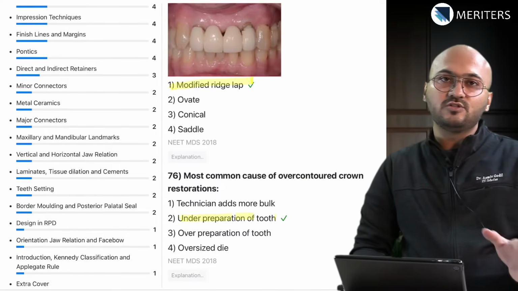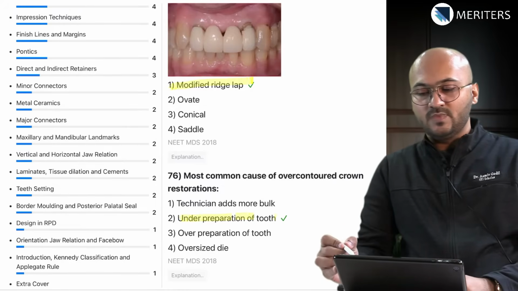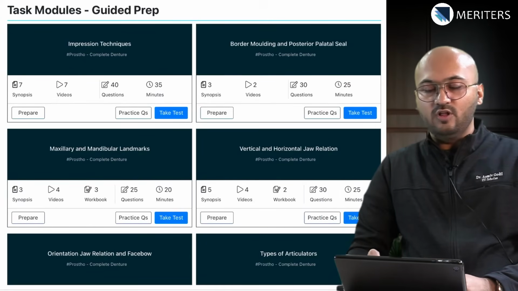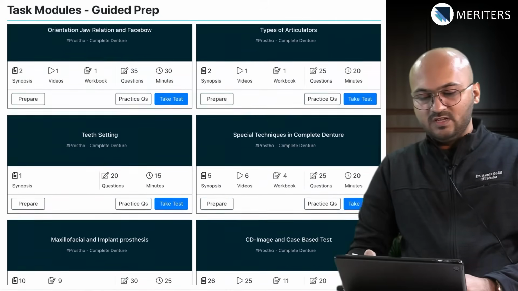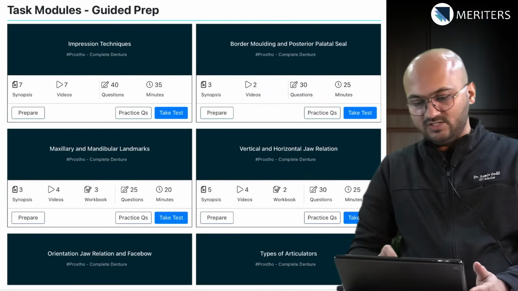Now, like I said before, there's a lot of dental material overlap with prostho too. So make sure that you are also looking at dental material as an integrated subject with prostho. Now, how do you prepare these topics? So you have all the necessary tasks attached to these topics here. So this is complete denture. Likewise, you have fixed partial denture and removable partial denture.